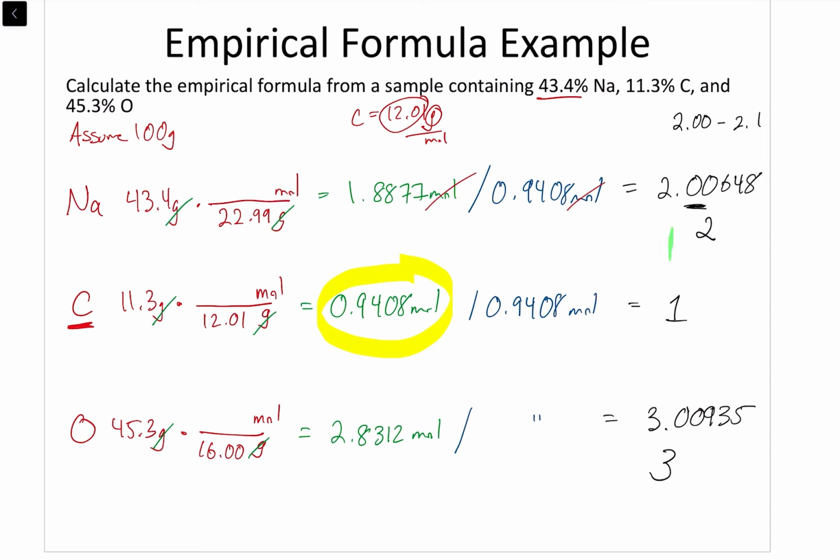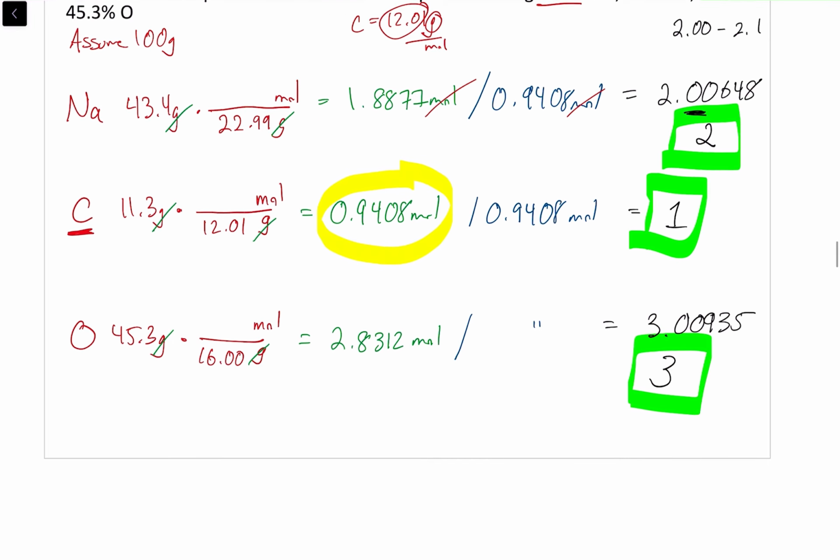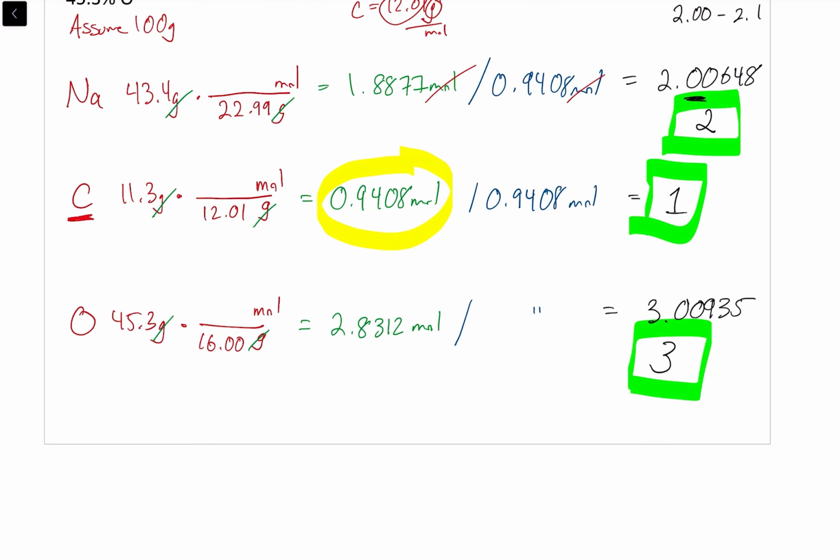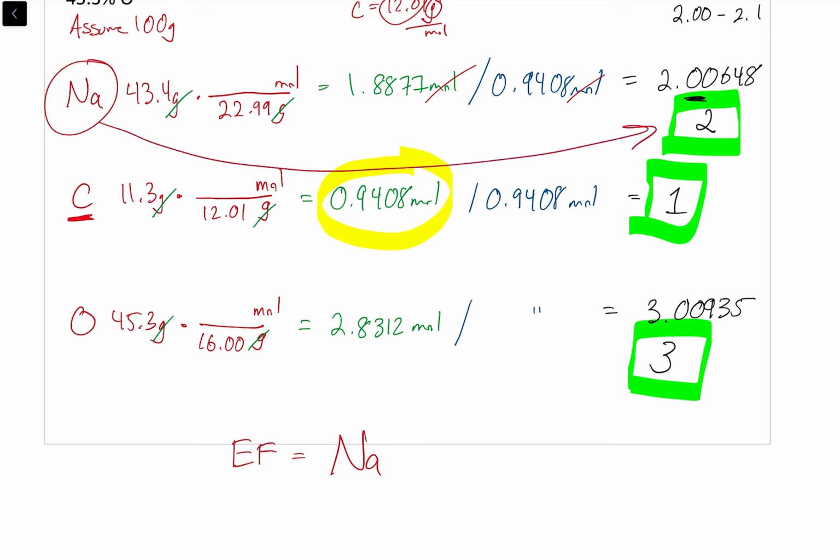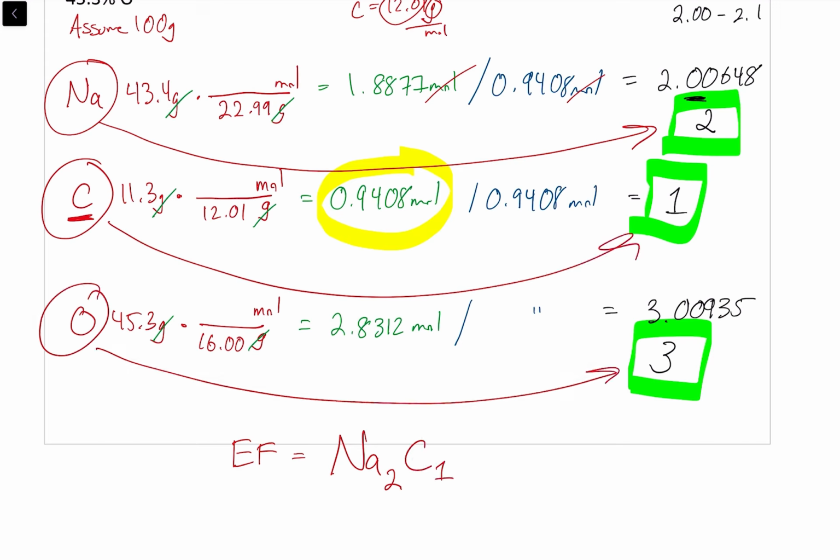Congratulations, you have just figured out your subscripts of your chemical formula. And so if we put this all together, the empirical formula is going to be sodium, which has a subscript of 2. Carbon has a subscript of 1. And oxygen has a subscript of 3. Now we can simplify this by removing that 1, and we will get Na2CO3. And if you remember how to name this, this name is going to be sodium carbonate.